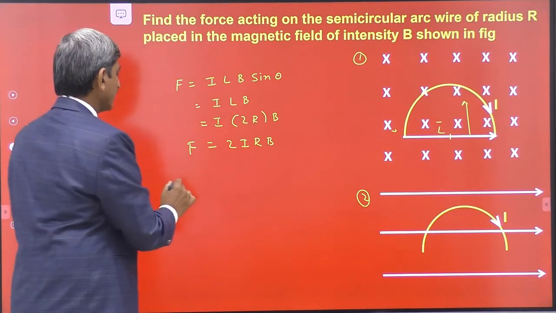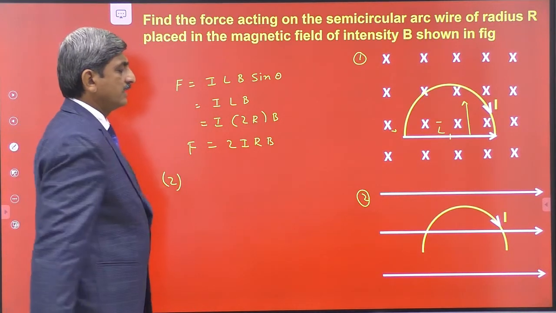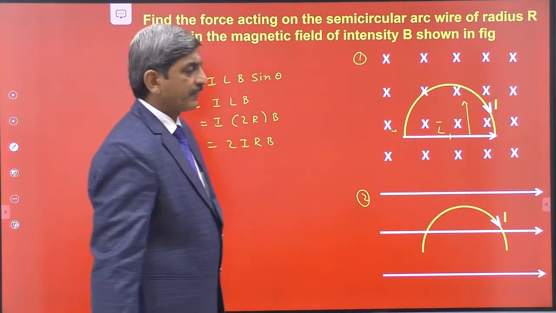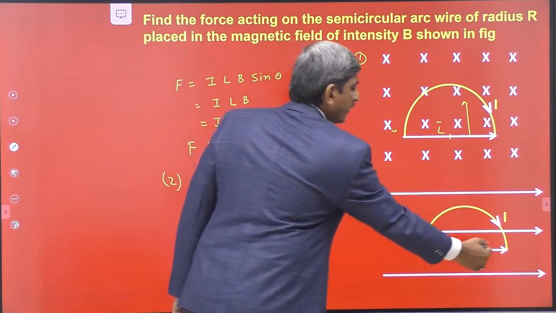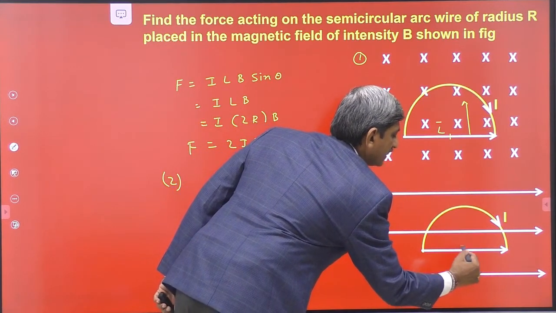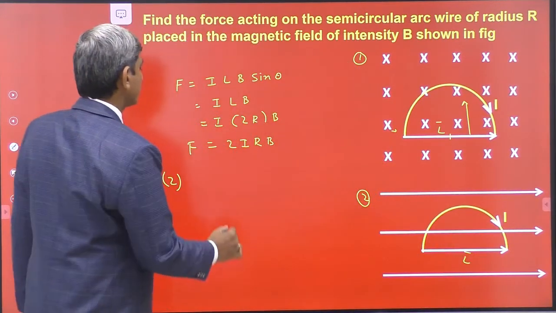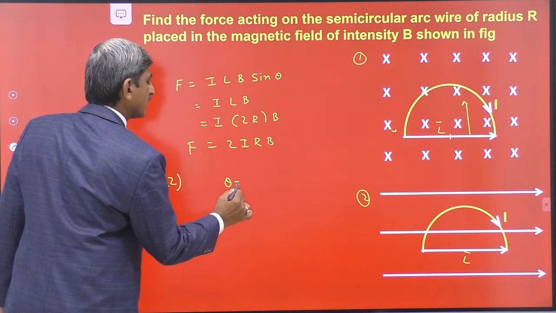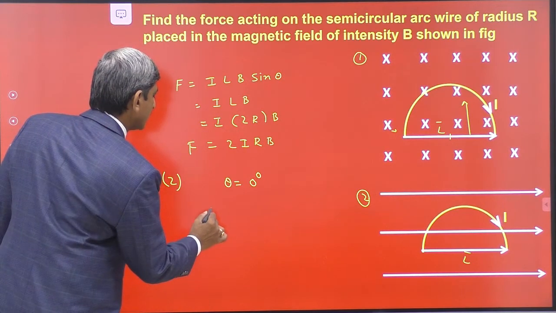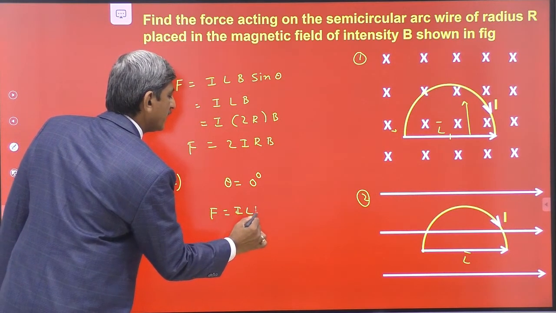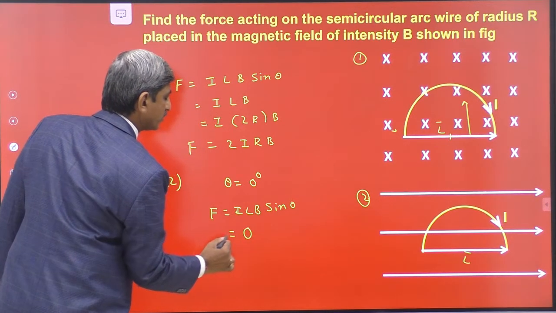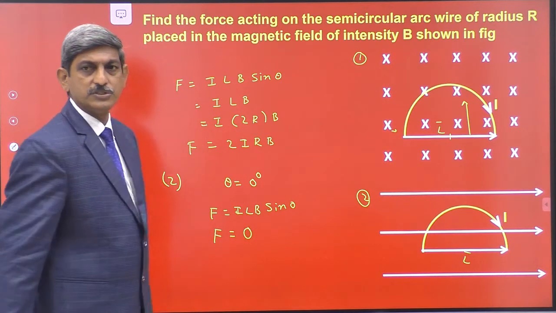Now come to the second case. In the second case, here also the semicircular wire is placed in the uniform magnetic field. If suppose we join the initial point and the final point by means of a vector, how is it? The length vector is parallel to the magnetic field vector. That's why in this case, the angle between the length vector and the magnetic field vector, theta is equal to 0 degrees. If theta is equal to 0 degrees, then the force F is equal to ILB sin theta, which is equal to ILB sin 0. We know that sin 0 is equal to 0, so that the force is also equal to 0.